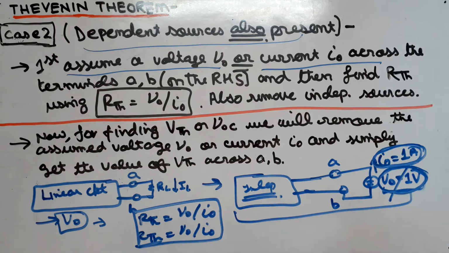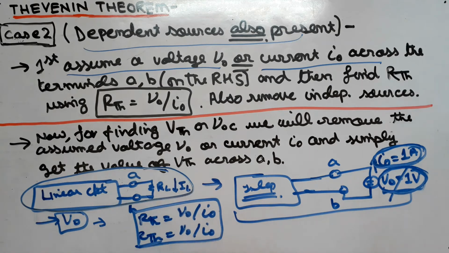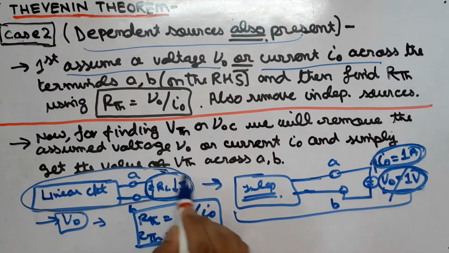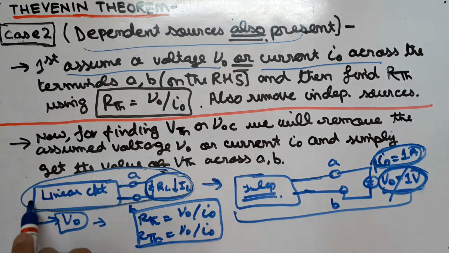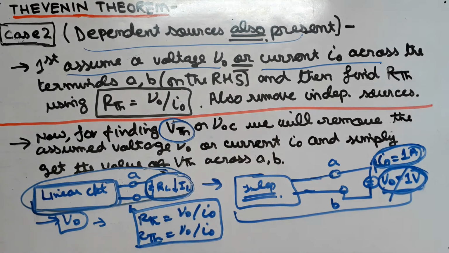Now when we have to find VTH, we will simply take this circuit, and we will remove this part. That is, we will open circuit this part like we did in case 1, and we will leave this circuit as it is, and we will use mesh currents or node voltages, whatever we find easy, to find the value of VTH. Now we will be doing a couple of questions on this so that these steps become very clear to you.